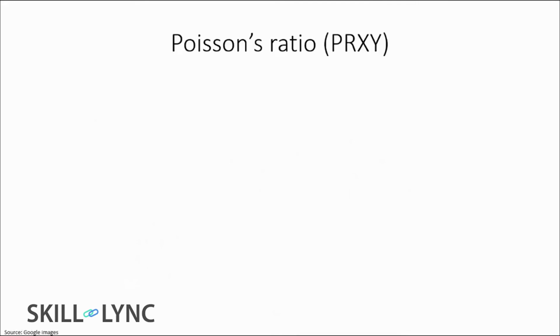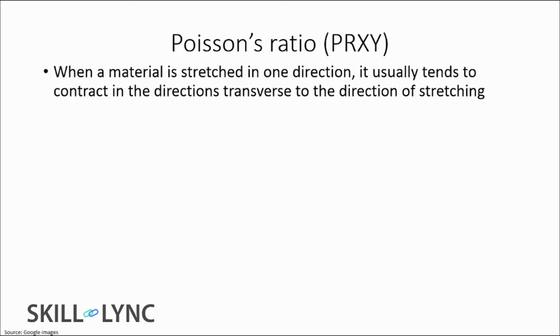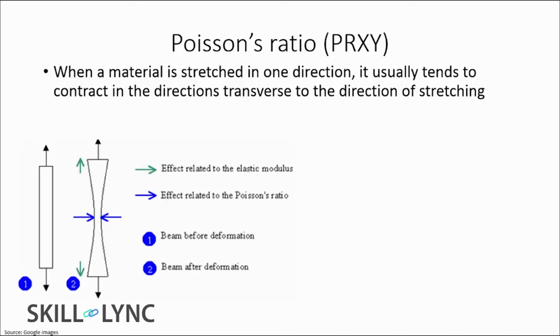Poisson's ratio is represented as PRXY in ANSYS. When a material is stretched in one direction, it usually tends to contract in the direction transverse to the direction of stretching. This phenomenon is called the Poisson effect. Conversely, if the material is compressed in one direction rather than stretched, it usually tends to expand in the other two directions perpendicular to the direction of compression.